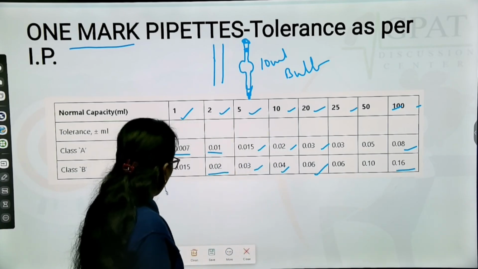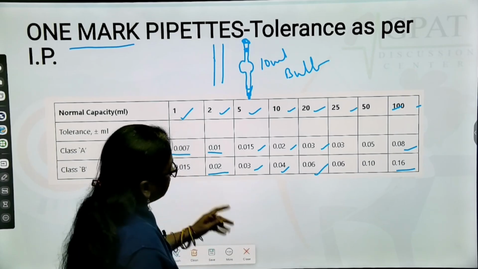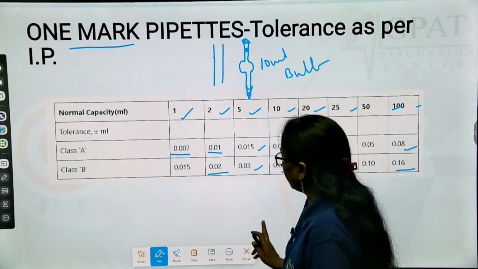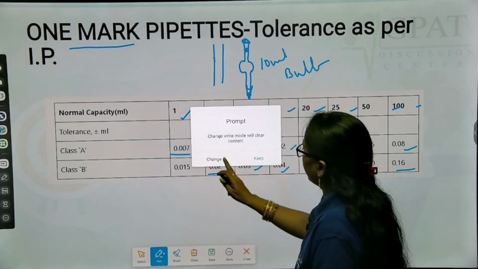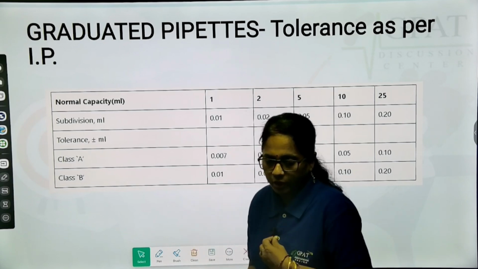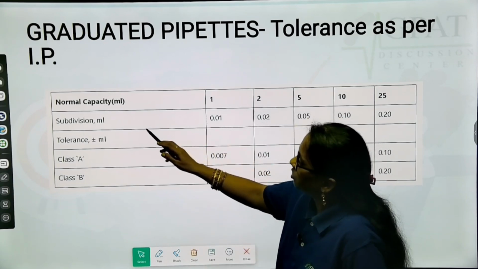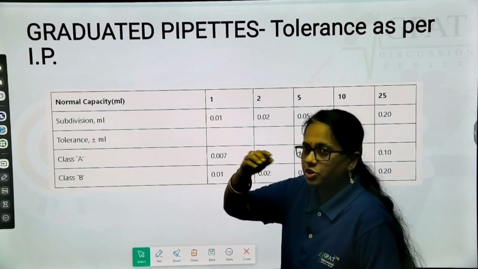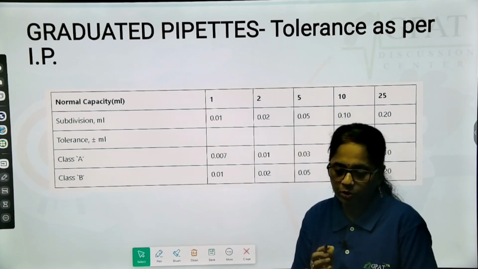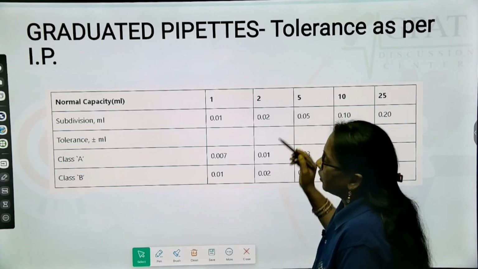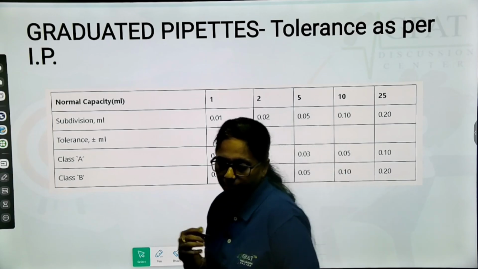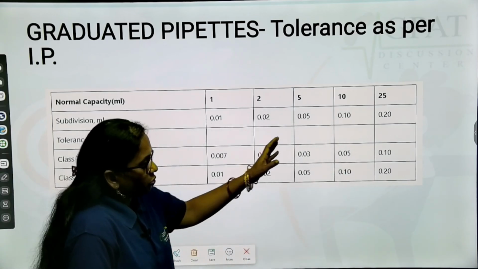These are for the 1 mark pipettes, that means bulb pipettes. You are going to observe this, and we will see the next slide, the graduated pipettes, how the tolerance limits are going to be observed. Like graduated pipettes, you are going to see the subdivisions. Sometimes you are going to observe 0.01 ml subdivisions, and for a few pipettes 0.02 ml subdivisions, and for some pipettes 0.05 ml subdivisions.